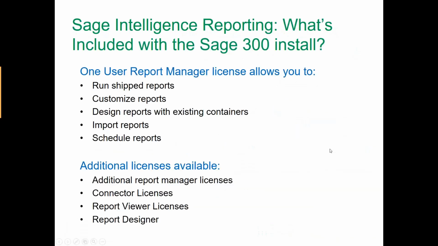What comes with Sage Intelligence when you install it is a one-user report manager license, and that license allows you to run any of the reports that are included. It allows you to customize reports. It allows you to design some reports with the existing data containers that come with the product. If you had developed some Sage Intelligence reports in another module or an older module, it allows you to import those in, and it will also allow you to set up some scheduling.